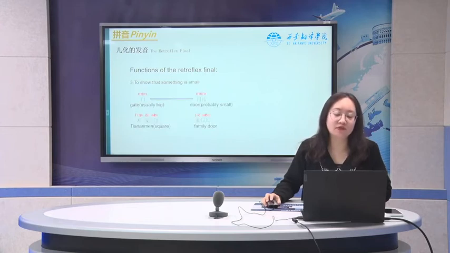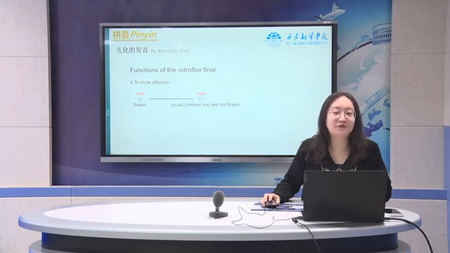And then to show something is very small, you can say 门儿. We usually think it's big. But if we say 门儿, usually probably it's your home door. It's small. For example, 天安门 is very huge. 家门儿, a little door in your family.